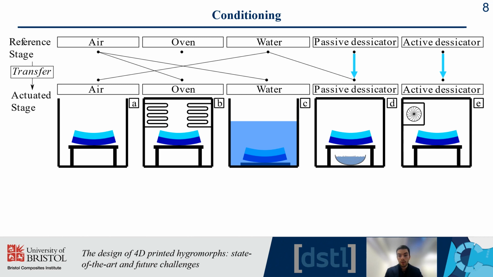And that's why researchers are going increasingly for passive desiccator or active desiccator. Passive desiccator is a box in which you have a specific relative humidity, and you cannot modify this relative humidity unless you open your box.